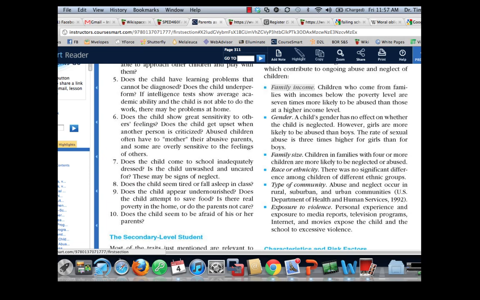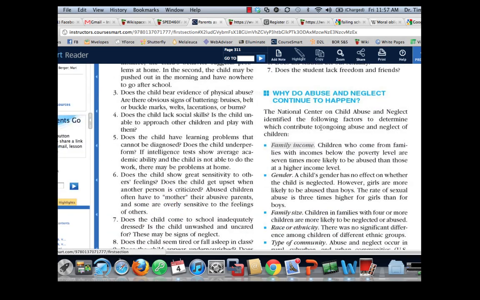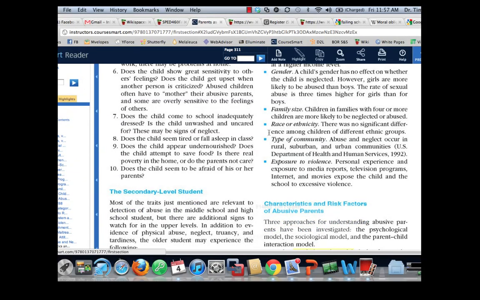I don't know. I don't have a lot of experience with this, folks, but I have never seen that a bigger family would have more instances of that. But Dr. Rojas Cortez, she doesn't cite it here where this comes from. Oh yeah, it does here too. National Center of Abuse and Neglect identified these factors. Okay. Race and ethnicity, no significant difference in this.